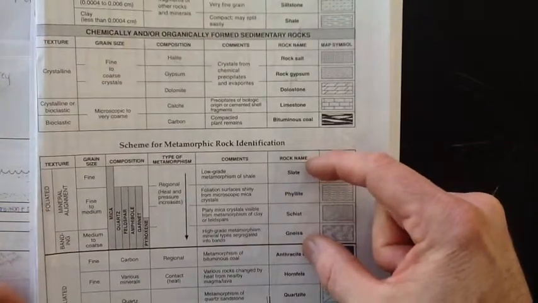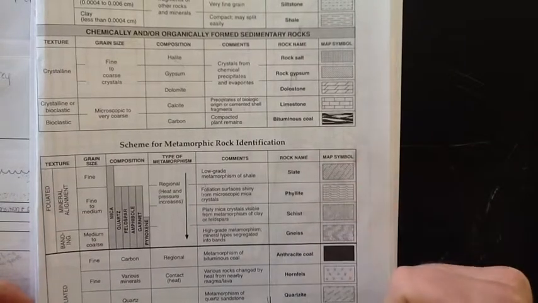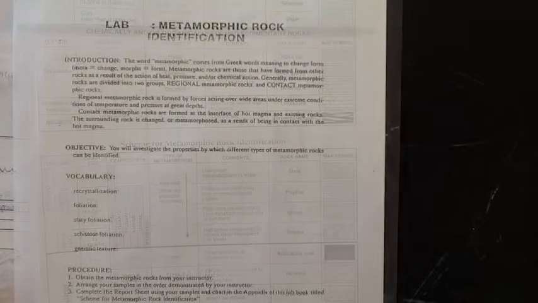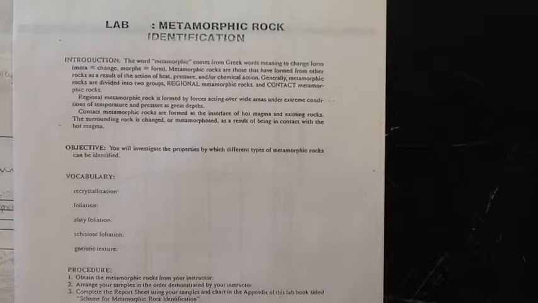These, you'll use the vocabulary to help you identify the ones that have the foliated textures. So you can pause the video now and have them copy the vocabulary terms.